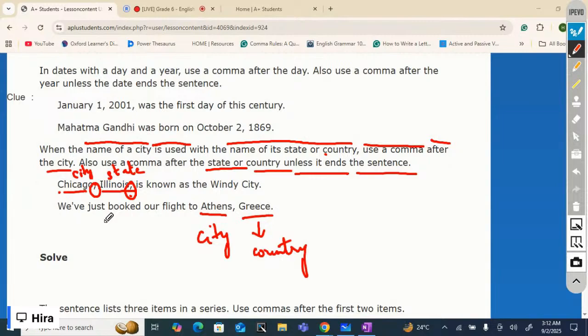So this is the use of comma with places.